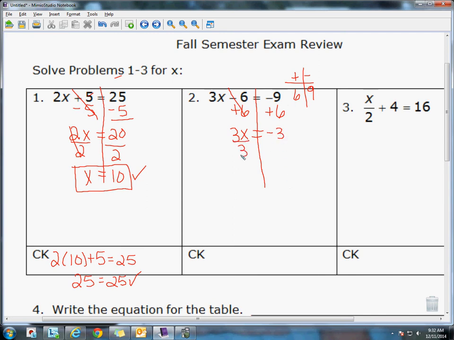And then divide both sides by 3. 3 divided by 3 is 1, so you have 1x is equal to negative 3 divided by 3 is a negative 1.